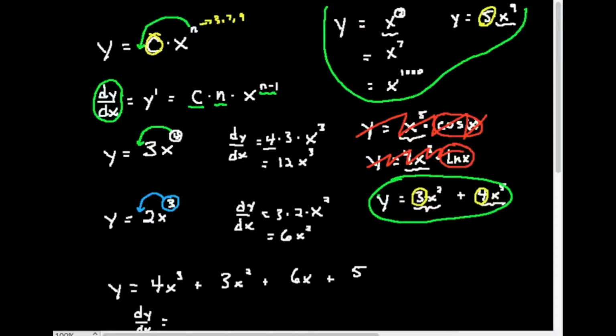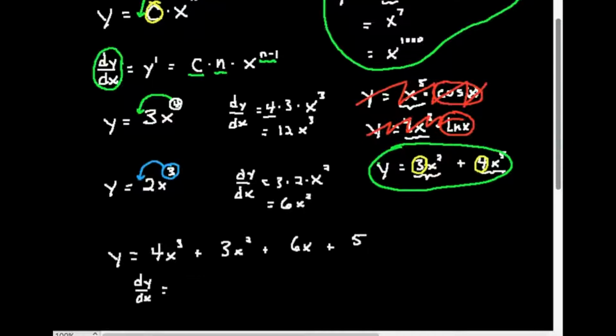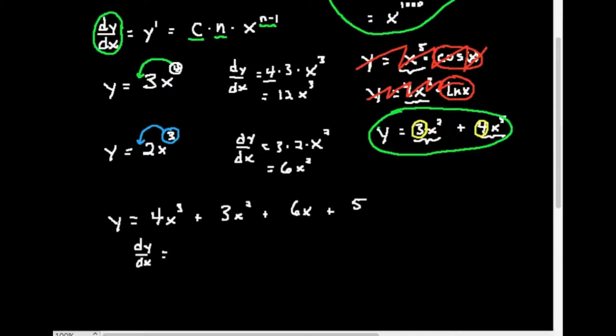And we're not adding anything, so there's just one term. But what if we actually have a function where I have maybe 4 different polynomials, or in this case 3 polynomials and a constant? What if I have something like this? Okay, so my function is actually 4x cubed plus 3x squared plus 6x plus a constant 5. How do I deal with this?